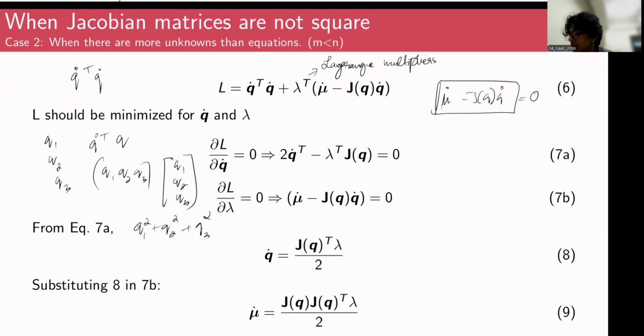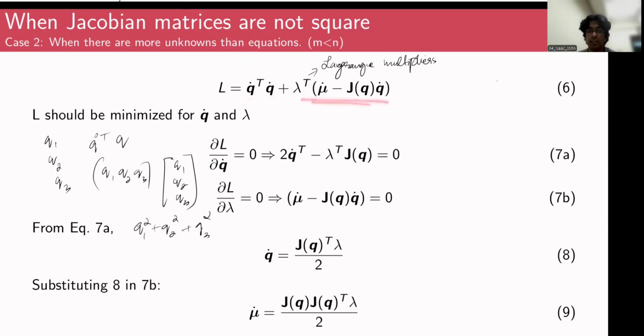This is something we usually encounter in constraint optimization. All right. So now our objective is to find a minimum norm solution such that these constraints are also satisfied. So now we have to optimize this objective function in terms of q dot, because ultimately that is what we are trying to find, q dot, and also these weights.